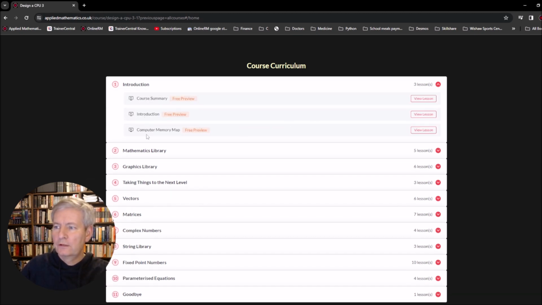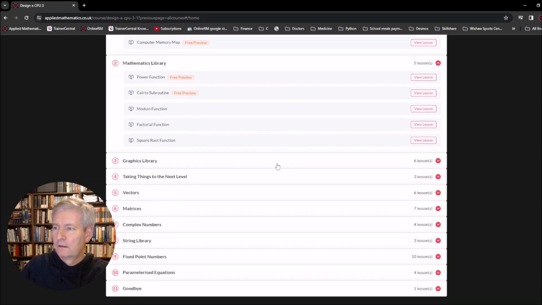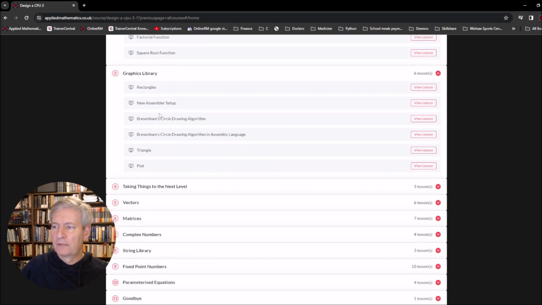Course summary, introduction, and a computer memory map. Mathematics library, where we look at the power function, a call to a subroutine, the modulo function, factorial and square root. Then on to the graphics library, where we look at generating rectangles. There's a new assembler setup as well. The Bresenham circle algorithm is described and also programmed, and we are able to draw out triangles and also plot points.